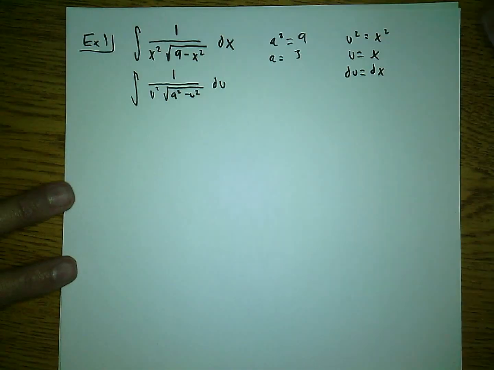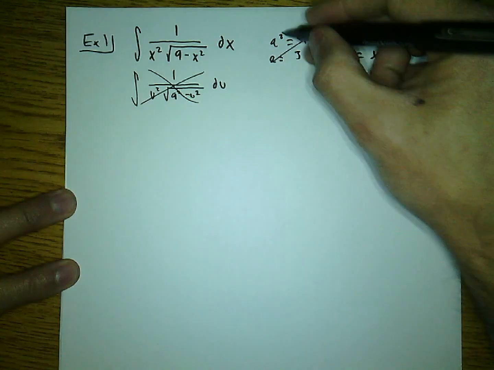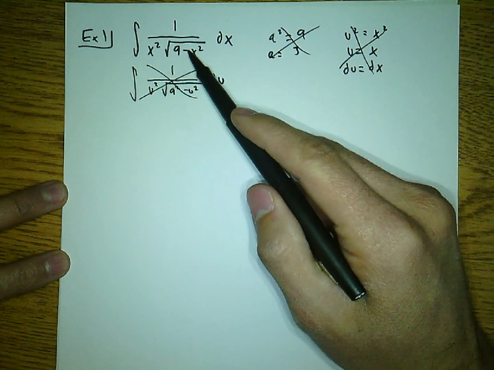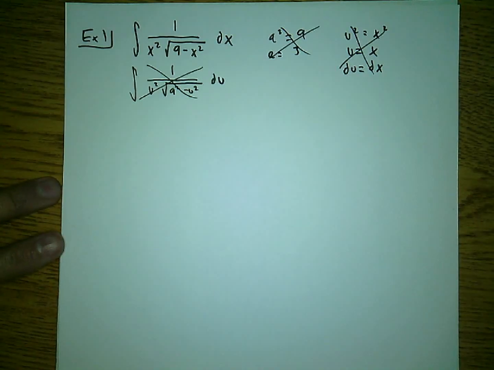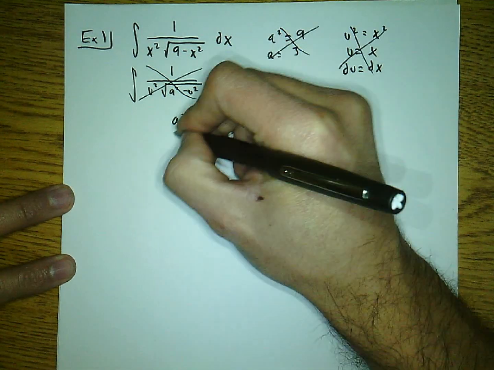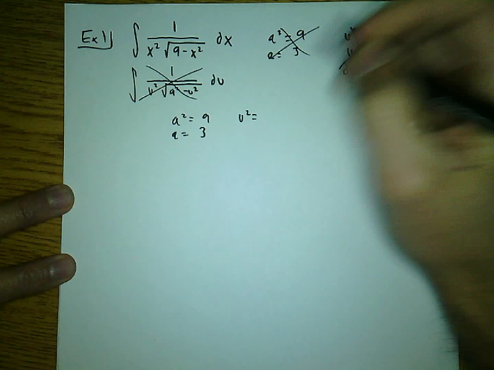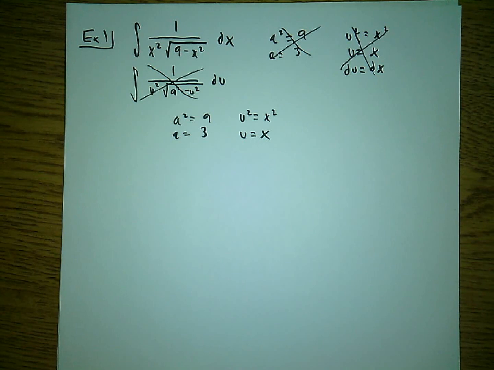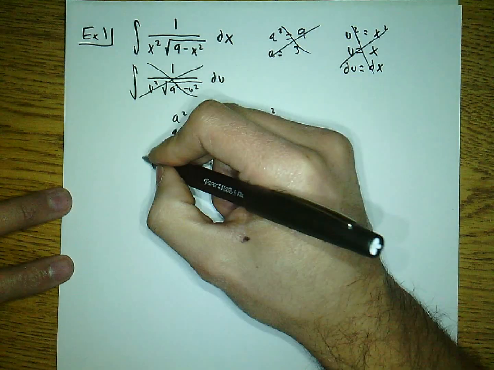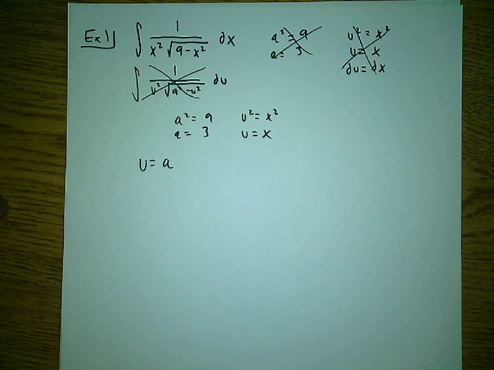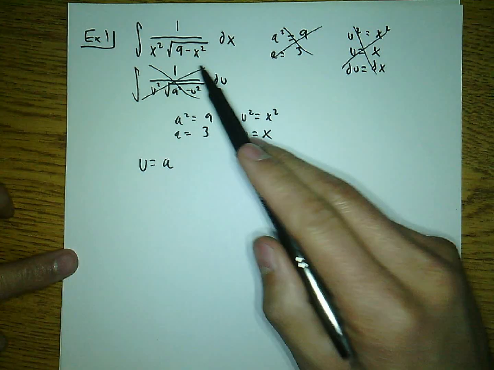Okay, so we investigated and we're like, okay, that didn't go well. So now, if we're dealing with a root of some number squared minus another number squared, do you remember? Well, first of all, we still need to know what a squared is. So we said a squared is 9, which means a is 3. U squared is x squared, which means u is x, right? You guys with me? We said that when we have that, we let u equal a times what? Look at your notes. When you have sine theta.